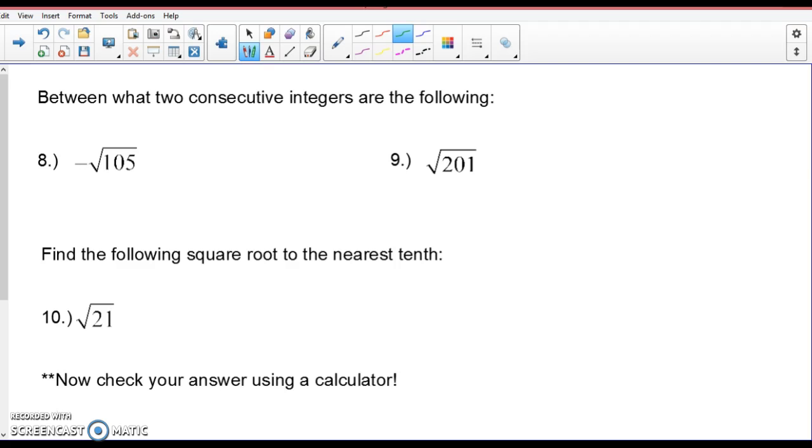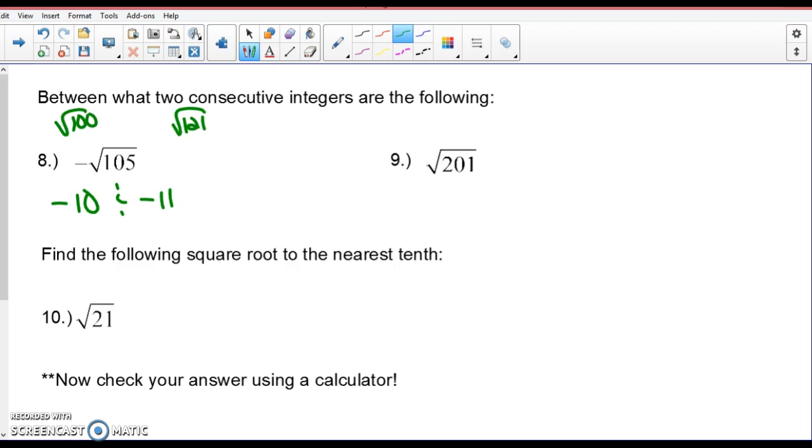Now, between what two consecutive integers is the square root of 105? Well, isn't the square root of 100 a perfect square? And the square root of 121? Isn't 105 in between the square root of 100 and the square root of 121? What is the square root of 100? 10. But we need to put a negative out in front. So negative 10. And what's the square root of 121? 11. So negative 11. So the square root of 105 is between negative 10 and negative 11.